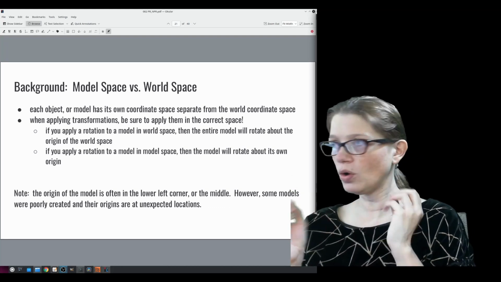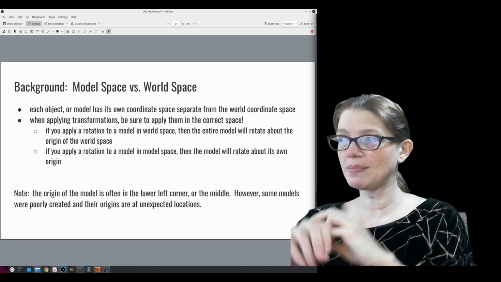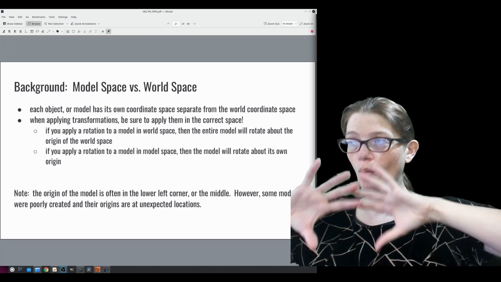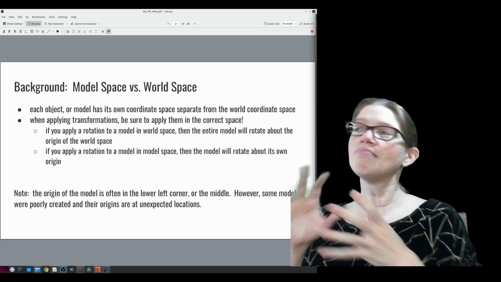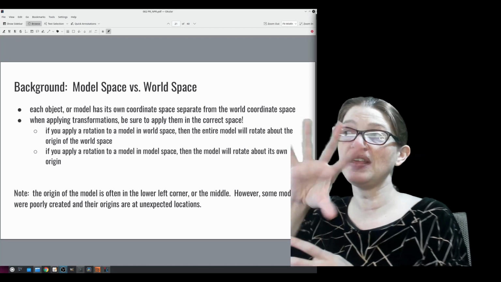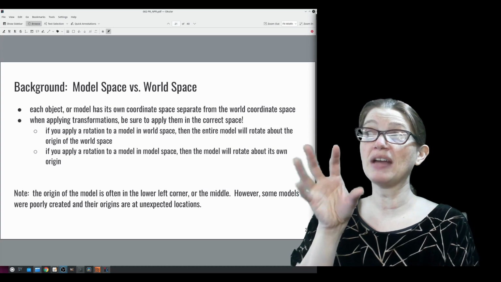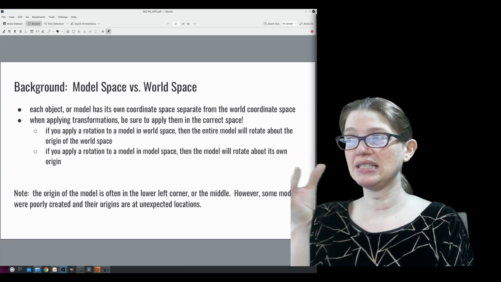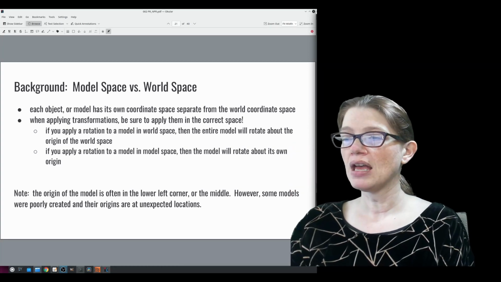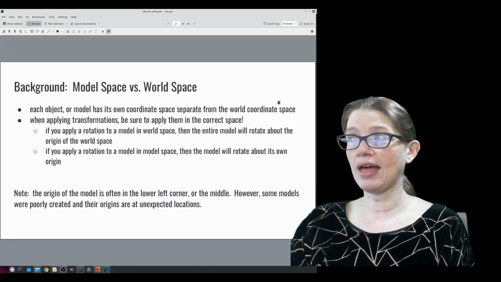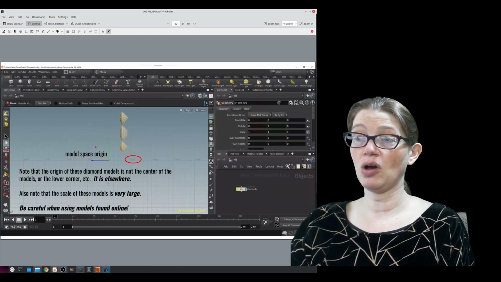And keep in mind, world and model space are two different things. The world space is where all the objects are living. A model space is the coordinate system for the individual model itself. And you want to be moving the models with respect to their own space, especially the rotations. So let's take a look at what I meant by a bad model.